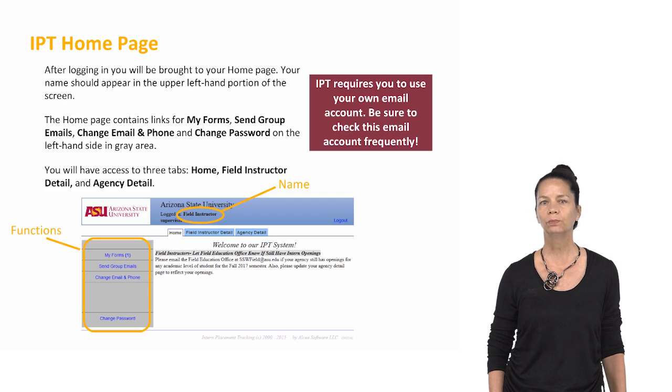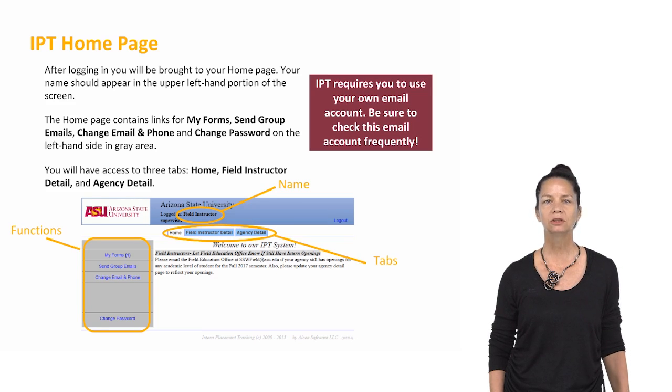Two, send group emails. IPT does have an email function that allows users to send messages out to multiple recipients, although most IPT users prefer to use their own email platforms for ease of use and to ensure tracking. Three, change email and phone. Opens a page allowing you to enter a new email and/or phone number. Four, change password. Allows you to change your password easily.